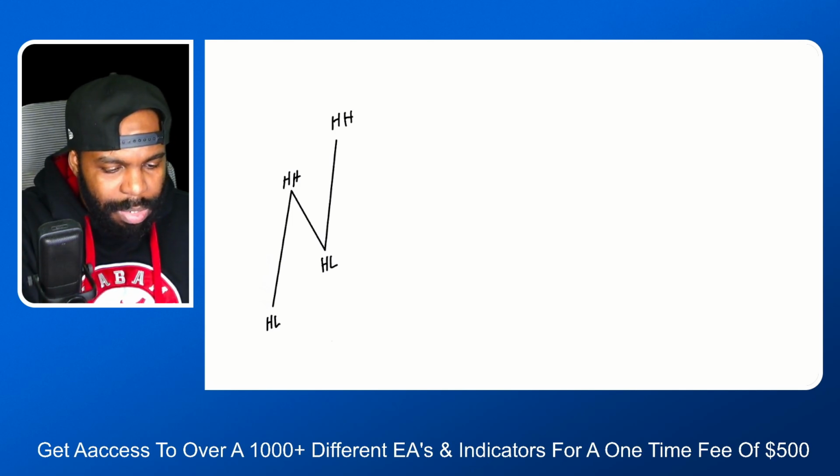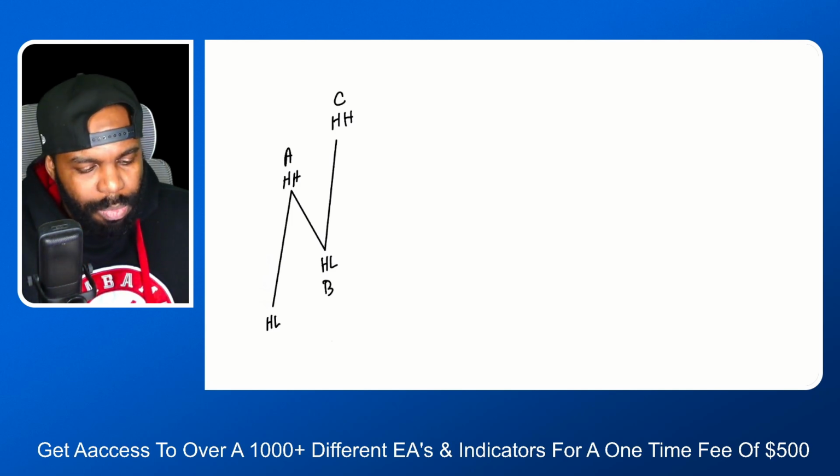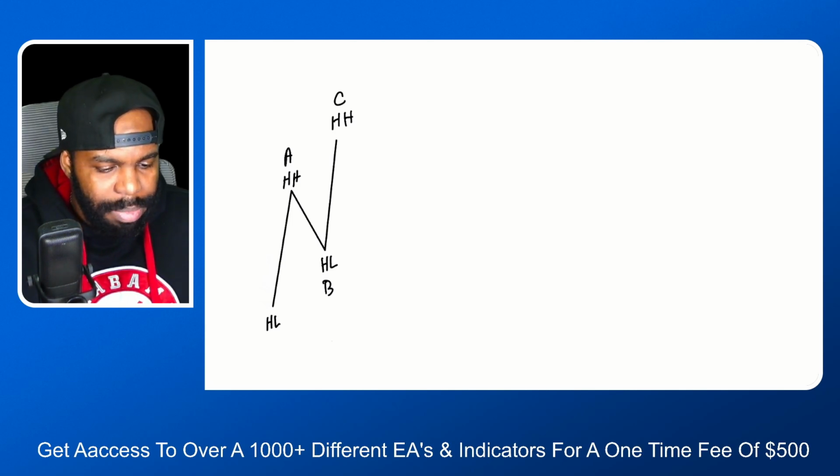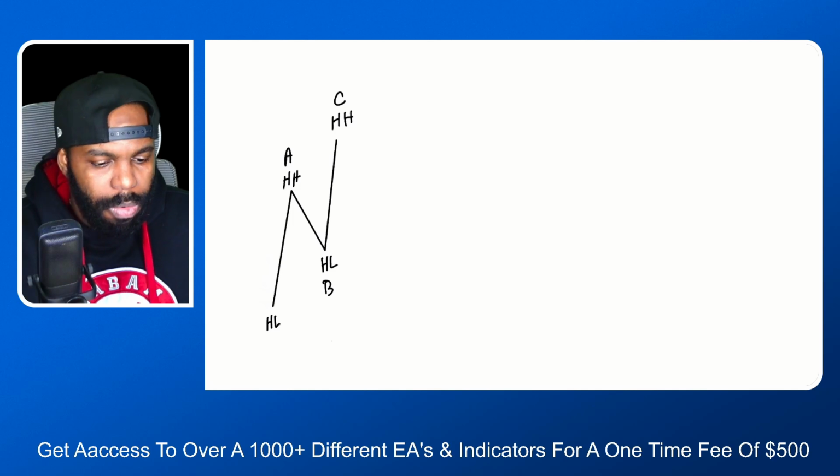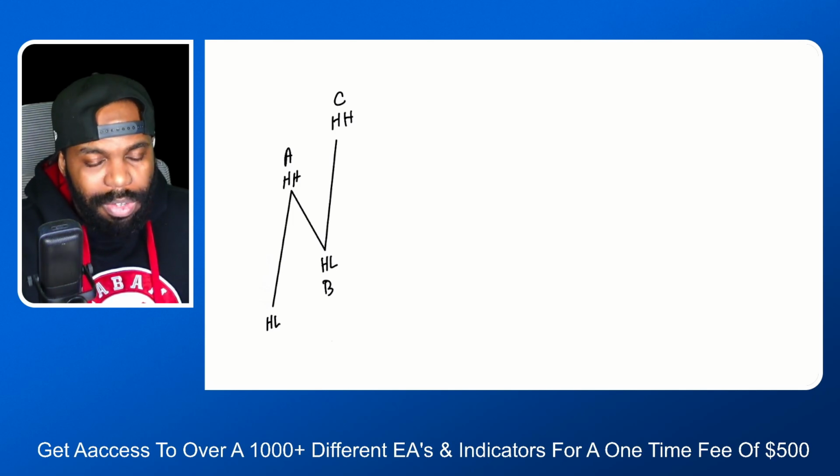We can name this point here point A. We can name this point B. Then we can name this point C. And then we have to create a D point as well for us to confirm this quasi model reversal pattern. Okay, but that's how price starts off, right? Now, in order for us to confirm this pattern, we need to see a change of character.